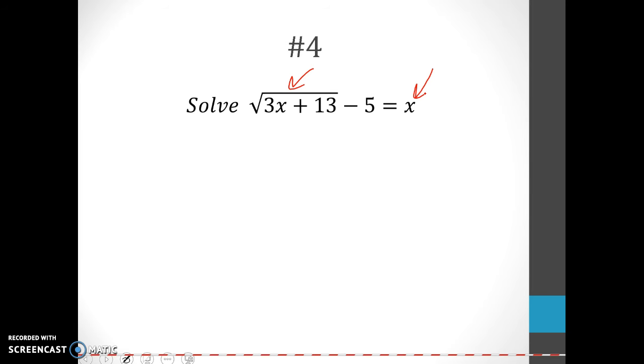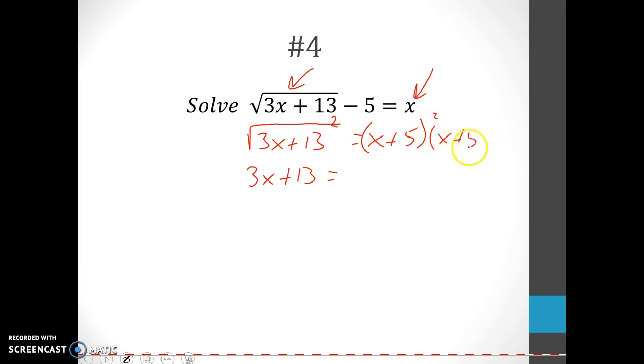And so let's go ahead and see if we can solve this equation. We're going to have to get rid of the 5 first. I'm going to add 5 to both sides. So I'll have the square root of 3x plus 13 equals x plus 5. And then to get rid of the square root, I'm going to square this side, and I'm going to square this side. And so when I square the side with the radical in it, the left-hand side, I'll just have 3x plus 13. And when I square this side, I'm going to have to multiply x plus 5 times itself. And so that means I'm going to have x squared plus 5x plus another 5x, which is plus 10x, plus 25.